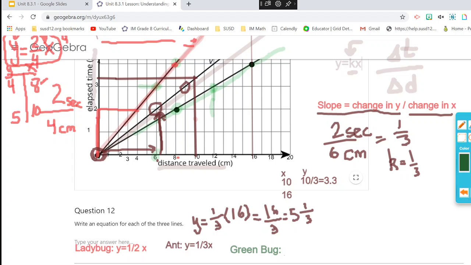It's going to be y equals some constant of proportionality, whatever that's going to be, times x. In this parentheses here is the constant of proportionality, k. And you need to solve for k by looking at the slope of green bug's line. That is k. Solve for green bug's k. I have a number here and a number here, and you need to have a number here to get your credit for doing the assignment.